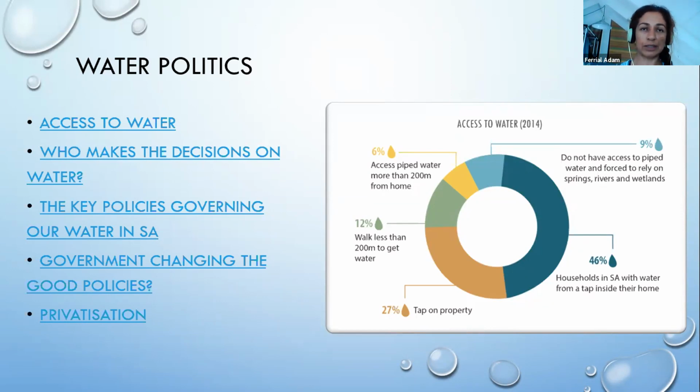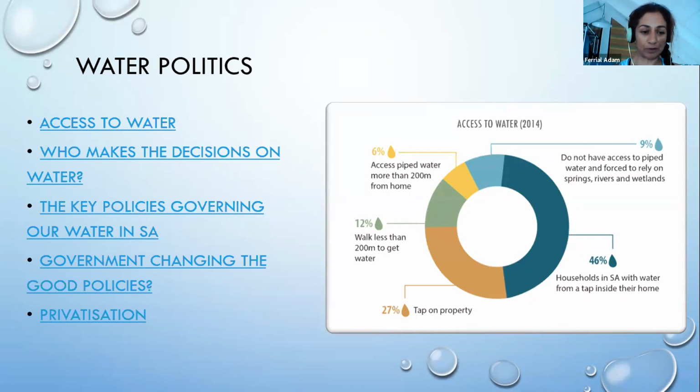We know that in the Constitution, government is supposed to look out for our water for people, to take care of the water for us. But who's really making the decisions? And that's something we talk about. The key policies, because government has some really good policies on water.